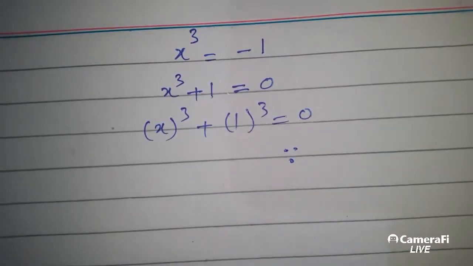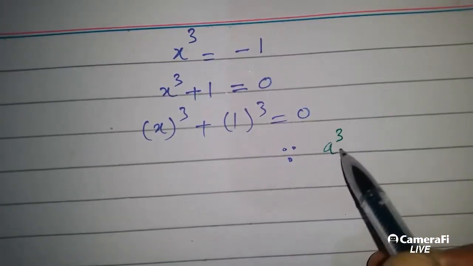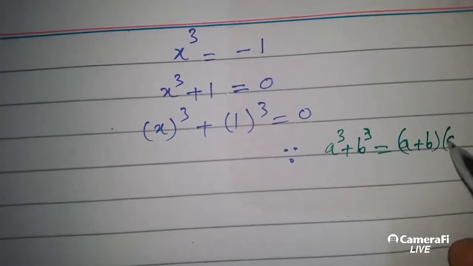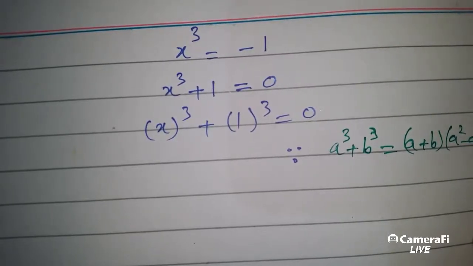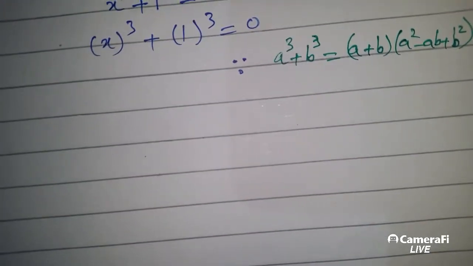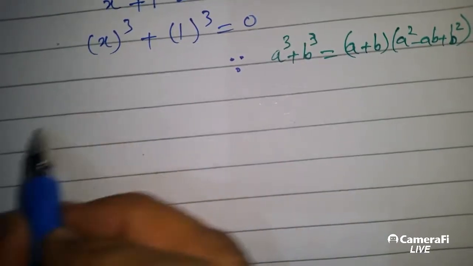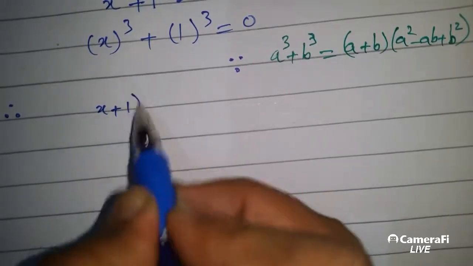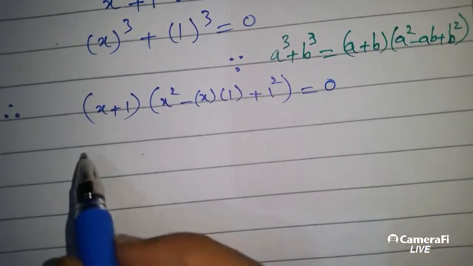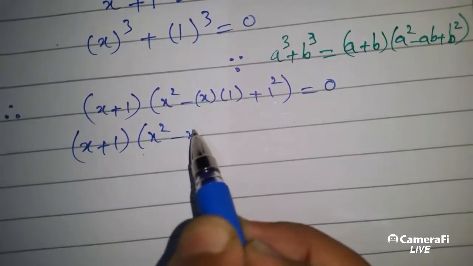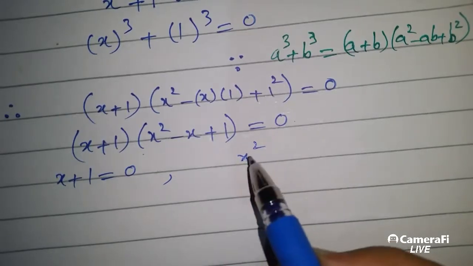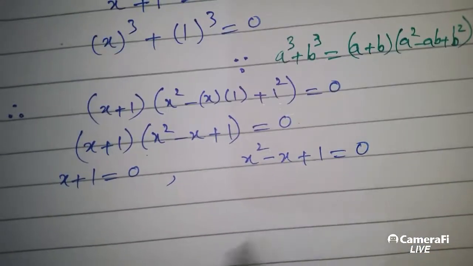And we will use the formula, since a cube plus b cube is equal to a plus b into a square minus ab plus b square. So this is the formula that I am going to apply here. Therefore, x plus 1 into x square minus x into 1 plus 1 square is equal to 0. X plus 1 into x square minus x plus 1 is equal to 0. So x plus 1 equals 0, and x square minus x plus 1 equals 0.